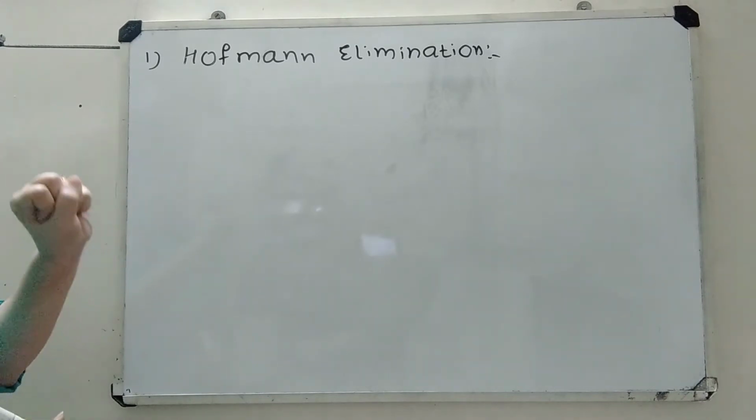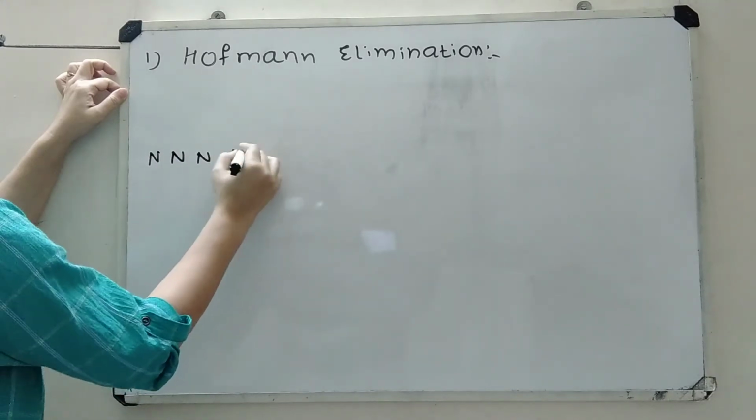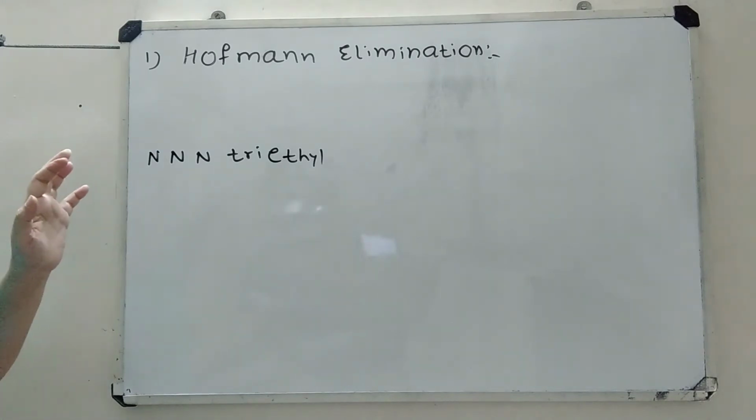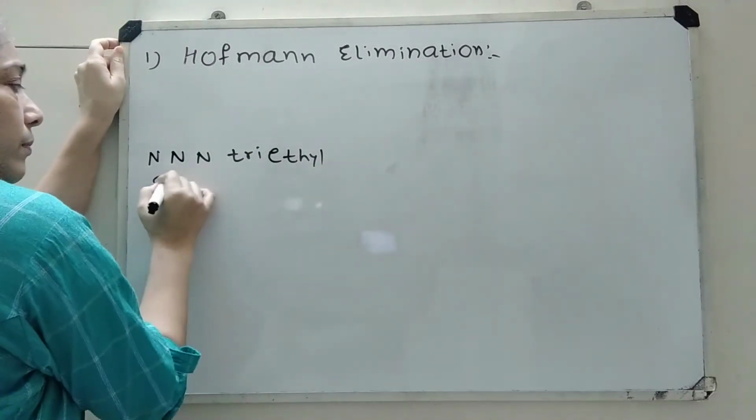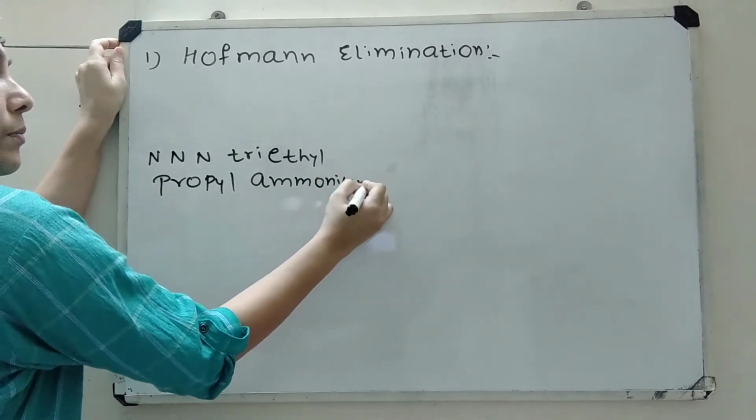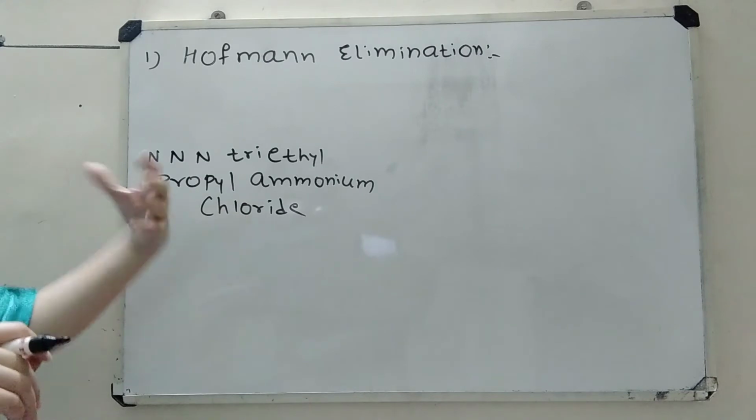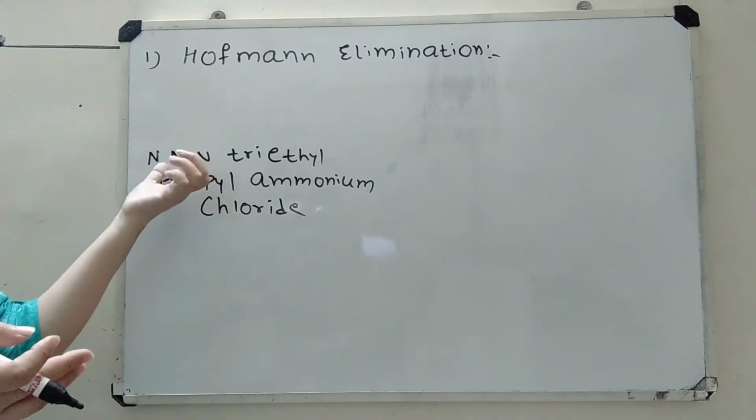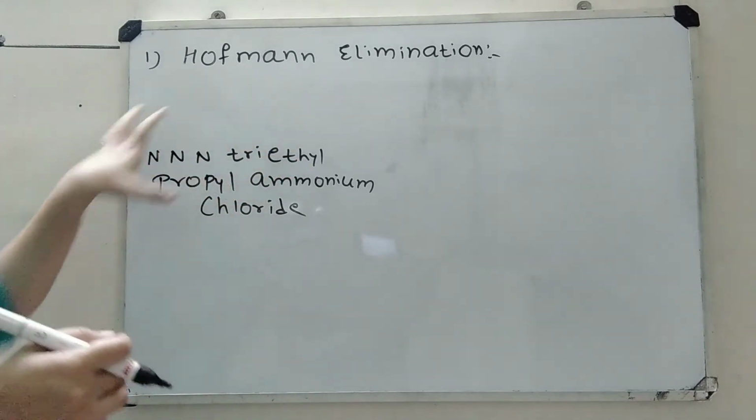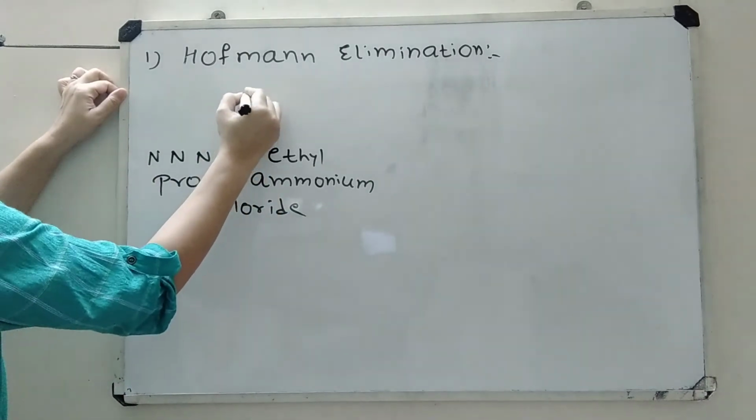In the Hoffman elimination reaction, for example, tetra alkyl ammonium halide. Suppose we take N triethyl propyl ammonium chloride. This example is given in your textbook. We can write any other example also. But in this case, if we take N triethyl propyl ammonium chloride, how do we write this structure? First, ammonium, so it is nitrogen first.